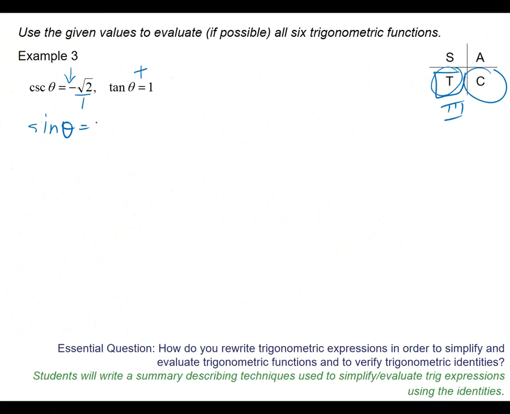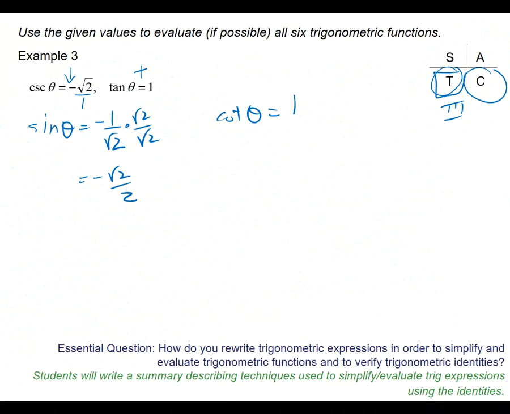Sine of theta equals negative 1 over square root of 2. And what do we need to do with that? Rationalize it. So you've got negative square root of 2 over 2. Okay. What do I get for free from tangent? Cotangent, and the reciprocal of 1 is 1. All right. What do I still need to find? Secant and cosine.